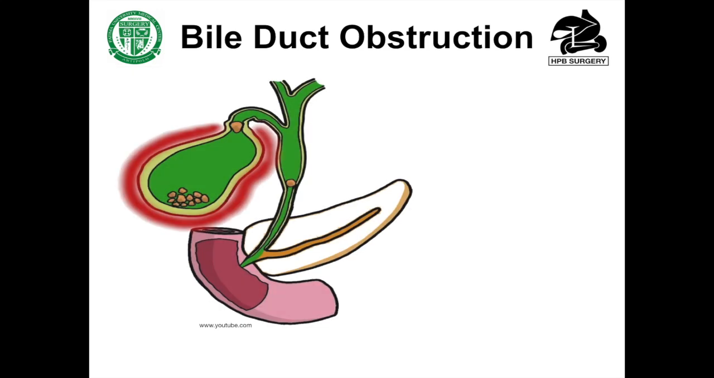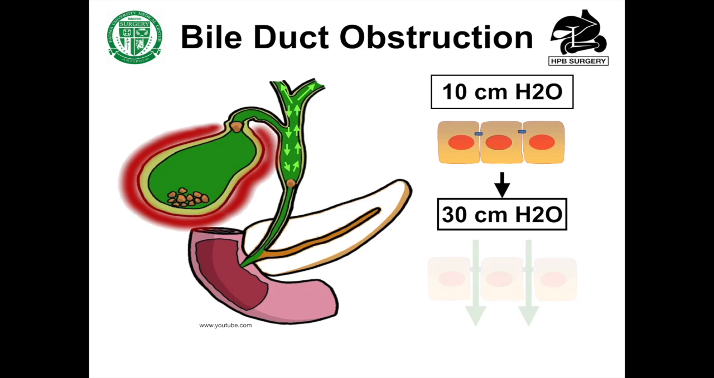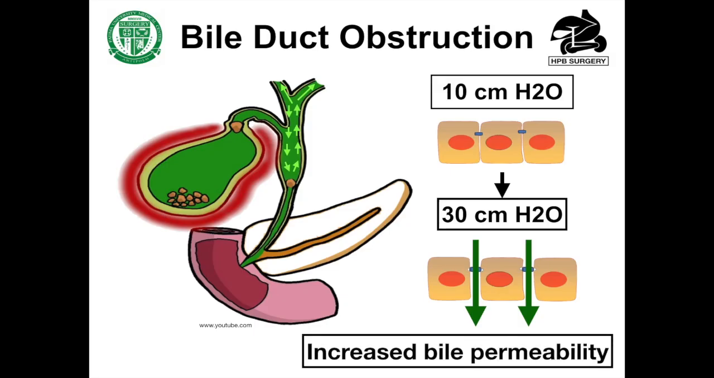Imagine a choledocholithiasis causing complete obstruction of the common bile duct. Bile cannot pass to the duodenum, followed by buildup of bile contents in the proximal biliary tree. Again, the biliary system normally has a low pressure of 5 to 10 centimeter water. When there is obstruction, the biliary pressure increases up to 30 centimeter water. This increased pressure causes dilatation of the biliary tree. As pressure increases, the tight junctions between liver and bile duct cells are disrupted, leading to increased bile duct and canalicular permeability.